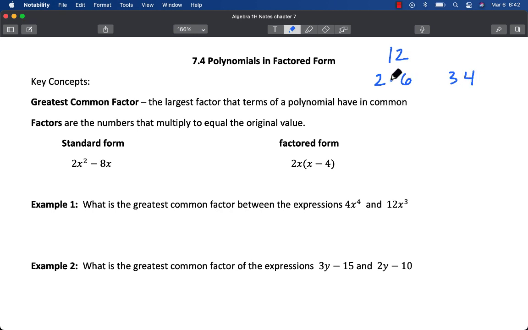And to get back to 12, we would put them back together, right? That's called composing a number. When we compose a number, we combine two numbers through an operation. So if I take 2 and 6 and multiply them, I'll end up with 12. Same thing with 3 and 4.